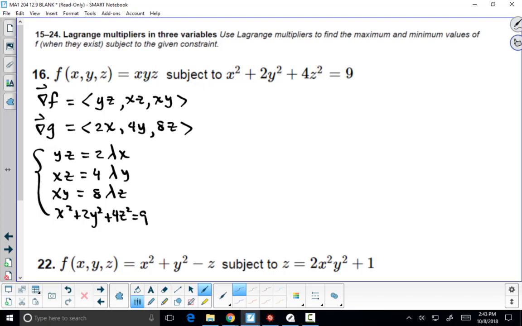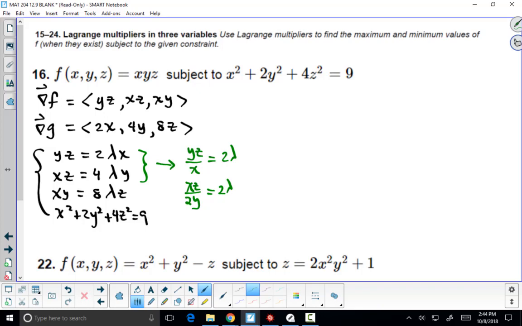Why don't you just solve for lambda in the first two? Okay, we could do that also. That's a great idea. There's quite a few ways that we can go. So let's put 2 lambda on the right-hand side for both of these. So we have yz over x is going to equal 2 lambda. The second equation is going to be xz divided by 2y equals 2 lambda. Does that look good? That's one possibility.